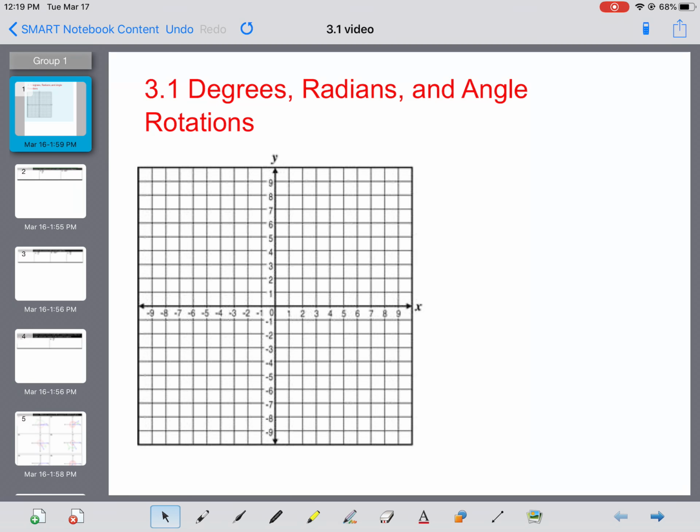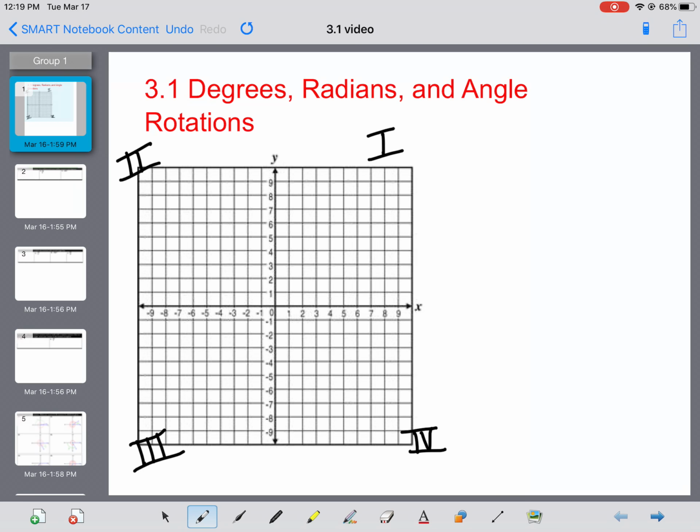For 3.1, we're reviewing degrees, angle rotations, and we're introducing another angle measurement called radians. So the first thing we want to go over is our quadrants. Okay, so this is quadrant 1, 2, 3, and 4.